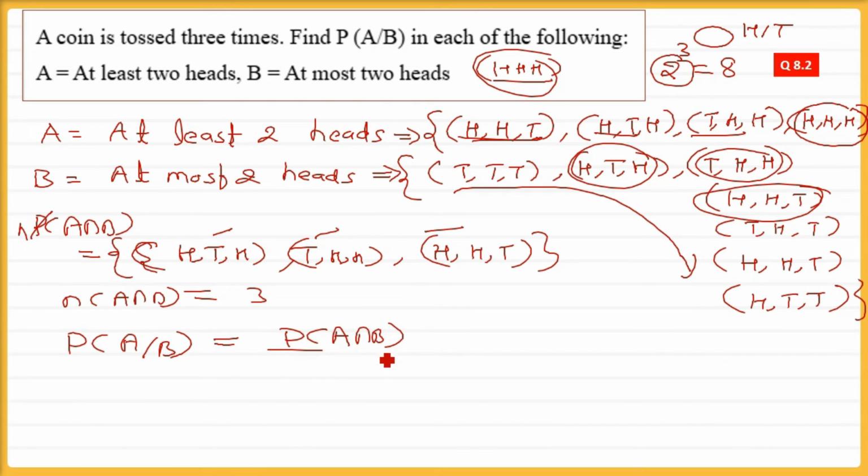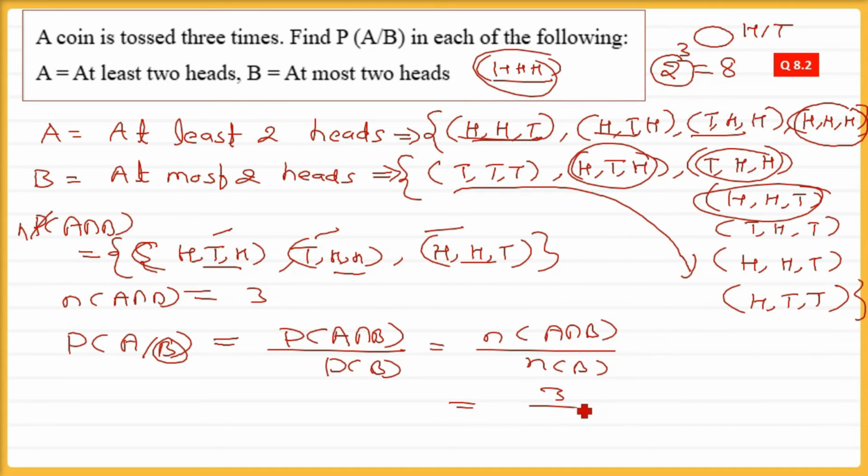So P(A|B) is P(A intersection B) divided by P(B). That is N(A intersection B) divided by N(B), which you have to find out. In A intersection B, I just told you that it is 3. N(B) is the number of elements in B. I told you the HHH cannot come. All others, that means 8 minus 1, 7 elements can come. So 3 by 7 is the required probability.